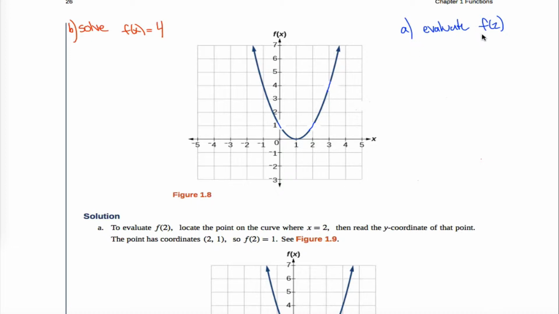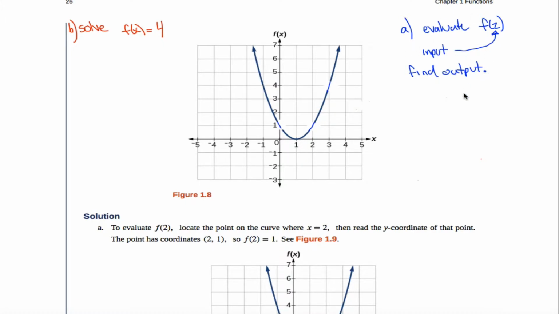Part A asks you to evaluate f of 2. What you need to know, and I might be beating this to death, but it's the most important thing from this section, is that the input is a 2 right here. And you want to find the output. So that's what's being asked in part A right here.